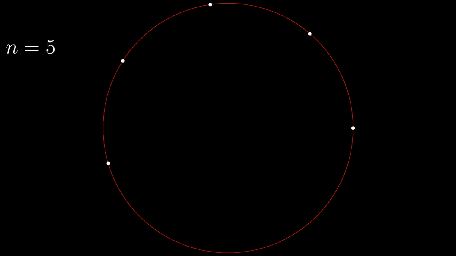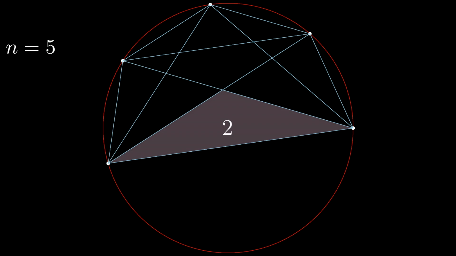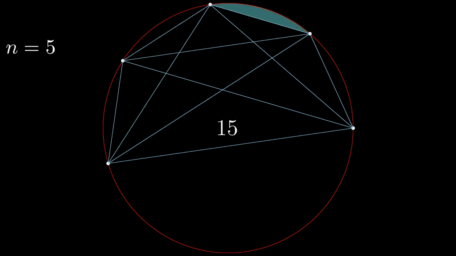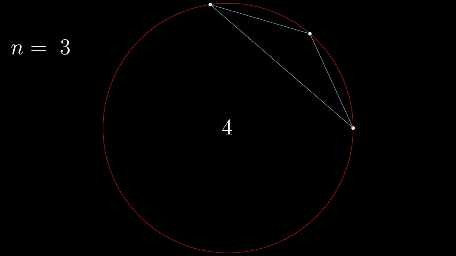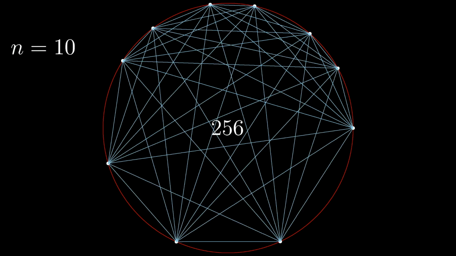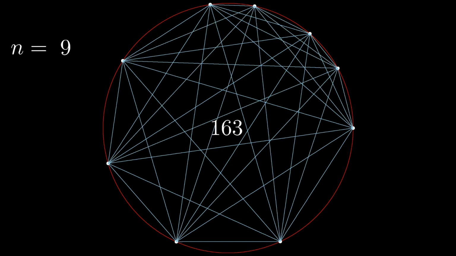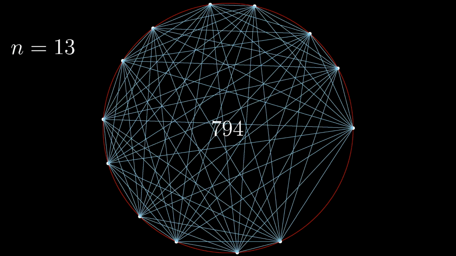In my last video, I posed the following question. If you take n points on a circle, then connect every pair of them with a line, how many sections do these lines cut the circle into? What was strange is that when n is less than 6, and when n is 10 for some reason, the answer is always a power of 2. But for all other values of n, the answer seems completely unrelated to powers of 2.